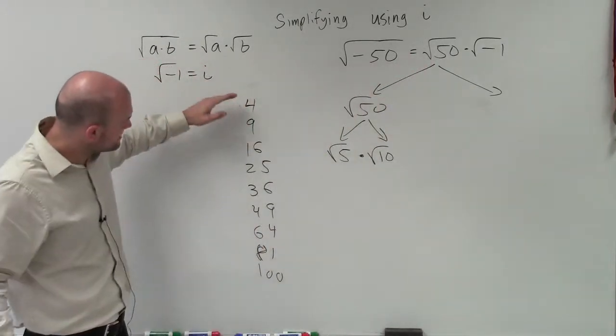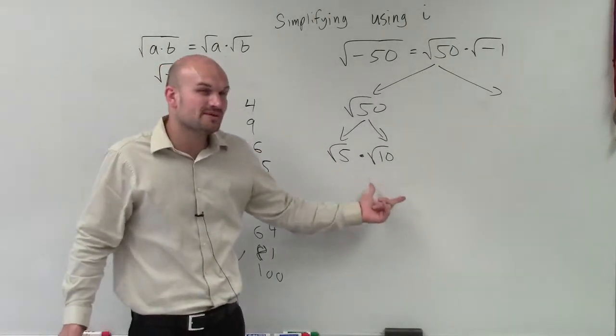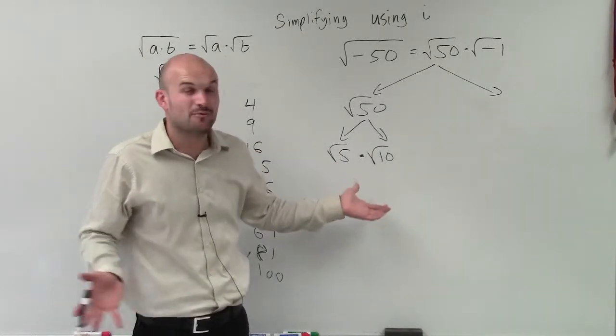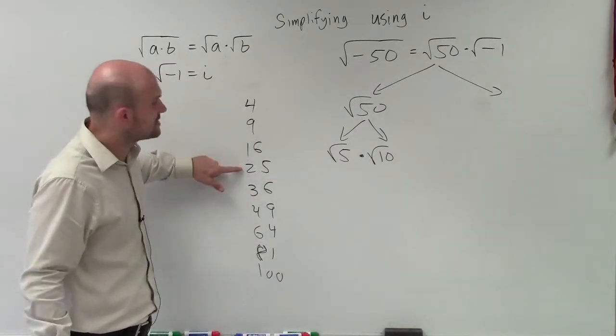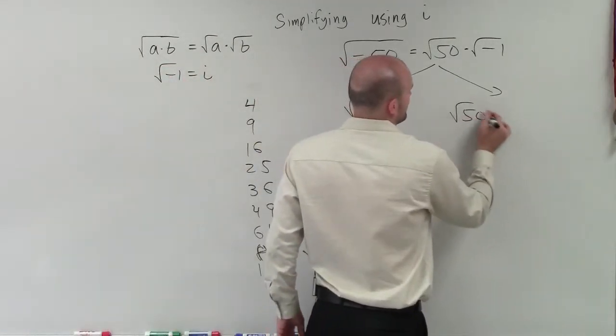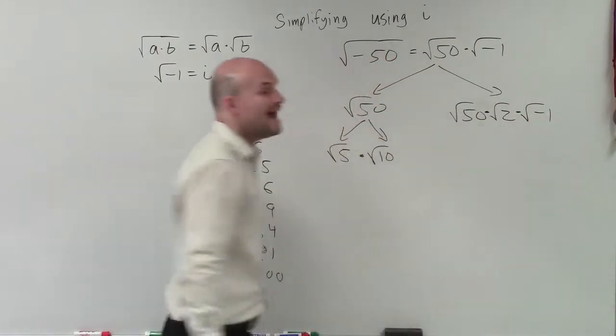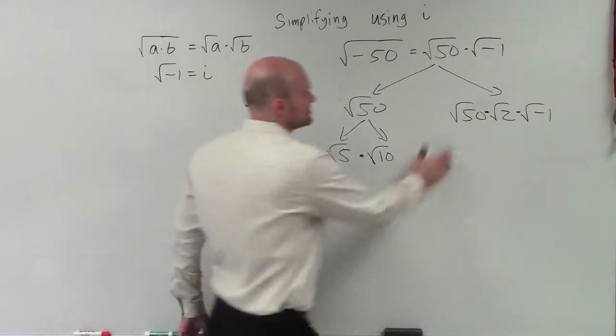So therefore, when we're going down the list, 5 nor 10 is a square number. So breaking it up into this is not going to help us simplify. It's just going to help us rewrite it. However, I notice that 25 does divide into 50, and it goes into 50 twice. So now, that's not 50. It's supposed to be 25.